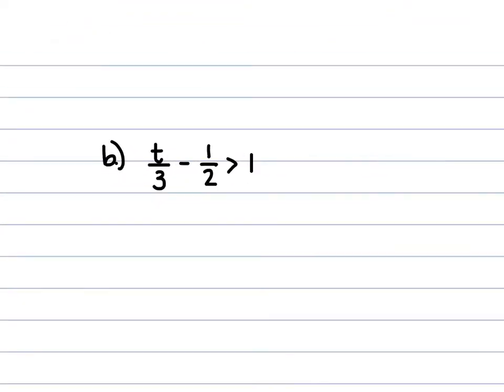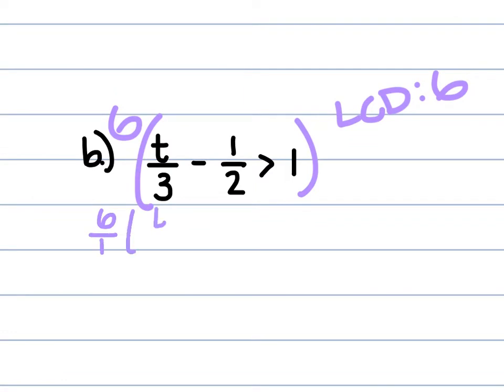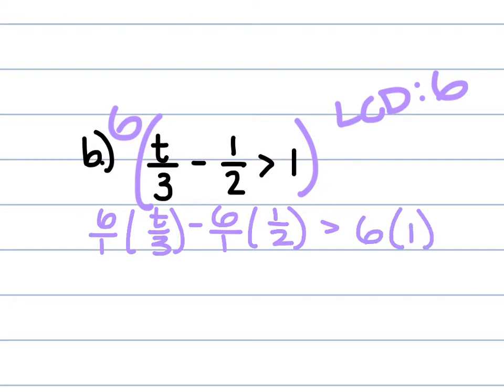If you look at B, we have t over 3 minus 1/2 is greater than 1. So our least common denominator here is 6. We're going to multiply the entire thing by 6. So we're going to have 6 over 1 times t over 3 plus, or we can keep it negative, 6 over 1 times 1/2 is greater than 6 times 1. All right, so the 3 will turn into a 1, the 6 turns into a 2. So that's 2 times t, which is 2t, minus 6 turns into a 3, 2 turns into a 1, so that's negative 3, is greater than 6 times 1 is 6.